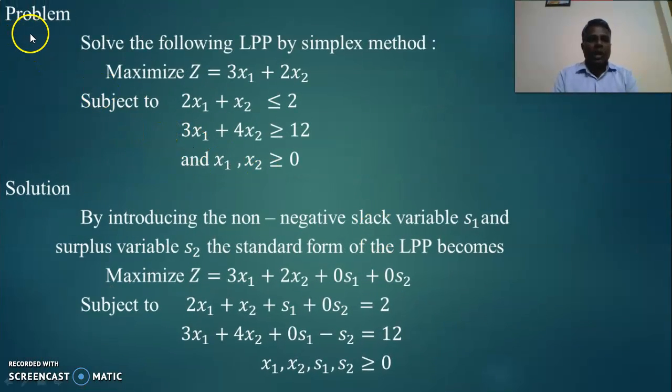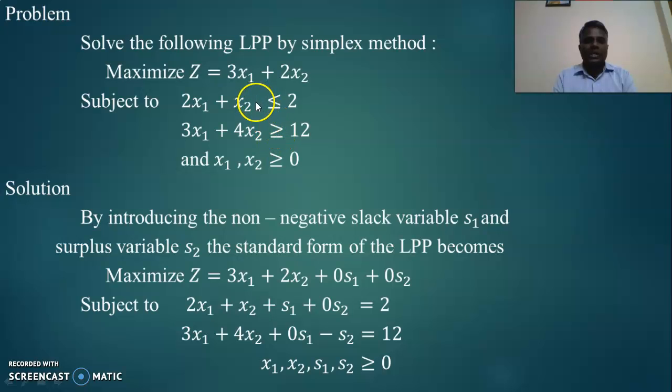Example problem. Solve the following LPP by simplex method. Maximize Z equal to 3x1 plus 2x2 subject to the constraints 2x1 plus x2 less than or equal to 2, 3x1 plus 4x2 greater than or equal to 12, and x1, x2 greater than or equal to 0. This is a problem involving mixed inequalities. Here the first is less than or equal, and the second is greater than or equal.